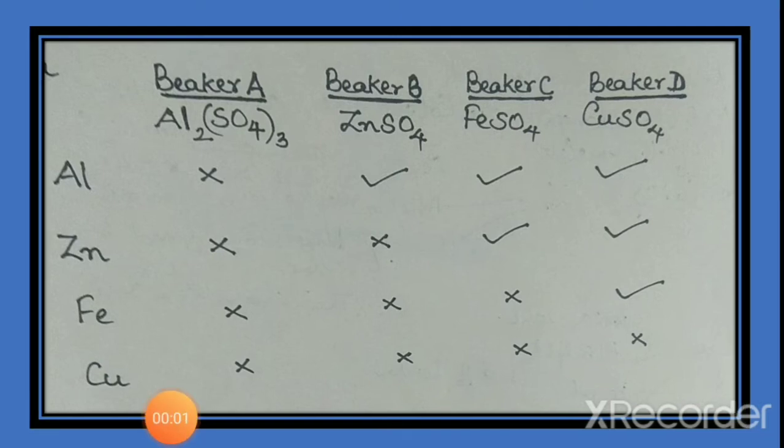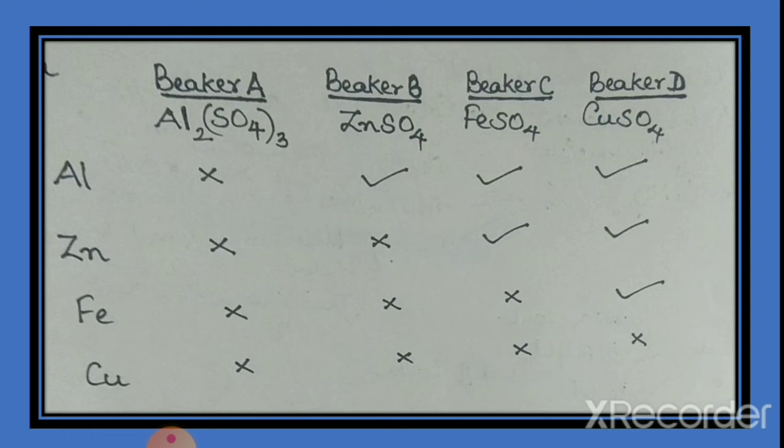Now consider the third set of reactions carried out using iron metal and the 4 solutions. Reaction will not take place in beaker A since iron is less reactive than aluminium. Reaction will not occur in beaker B since iron is less reactive than zinc. Reaction will not occur in beaker C since the added metal is iron and the metal present in the solution is also iron. Whereas reaction will take place in beaker D since iron is more reactive than copper. So from this set of reactions we can conclude that iron is more reactive than copper.